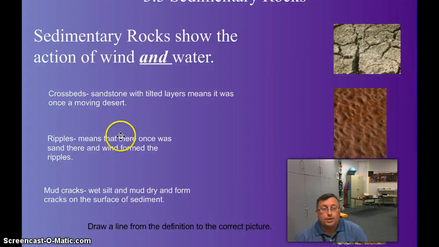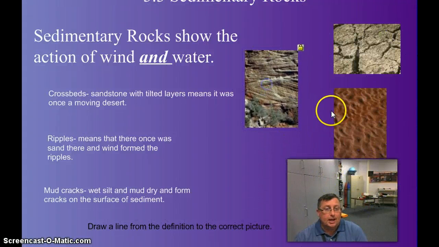So with the action of the wind and water on sedimentary rocks, remember they're formed because wind and water have moved them and layered them. But something called cross-bedding, this right down here would be an example of cross-bedding, in this bottom picture. Maybe my head's in the way. I'll unlock it and I'll move it.